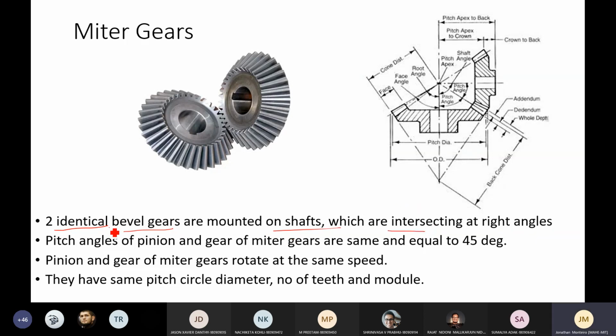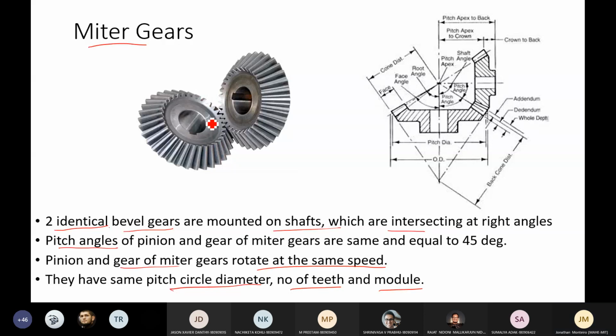What does identical mean? Both pitch angles are the same. Pinion and gear of mitre gears rotate at the same speed. Same speed means both diameters are the same. The teeth profiles, pitch circle diameter, number of teeth, module, everything is the same. Then why are these gears used if there is no torque enhanced or reduced? Of course, as the name itself suggests, mitre gears are not used for torque enhancement or reduction. They are only used for change of transmission axis. Their only job is to change the transmission axis.